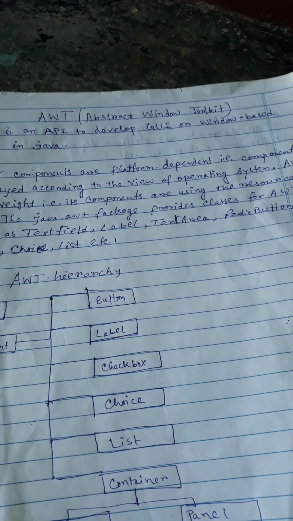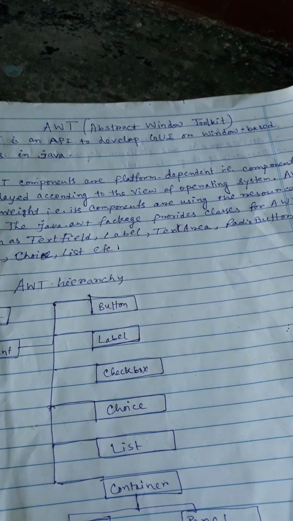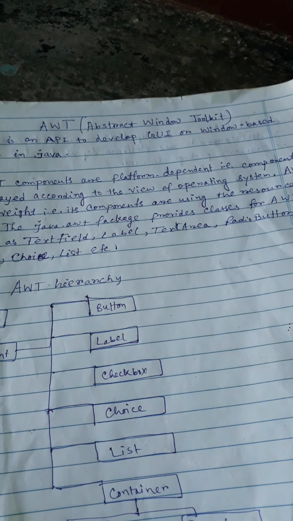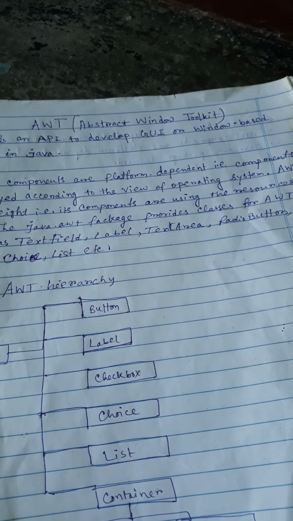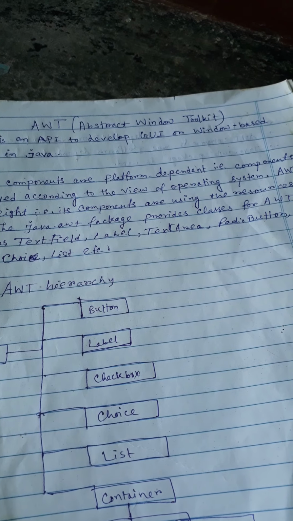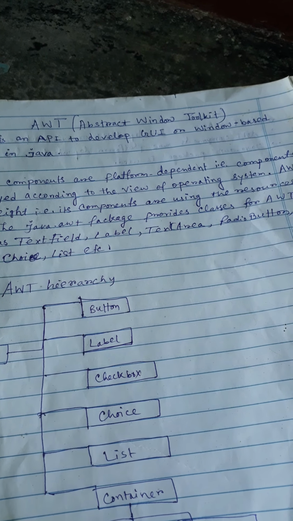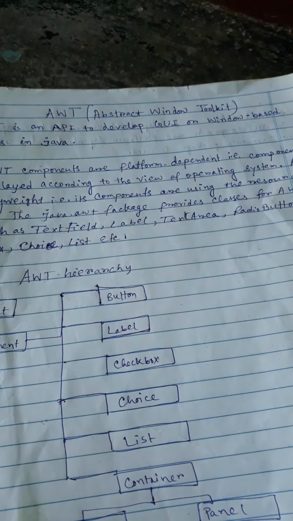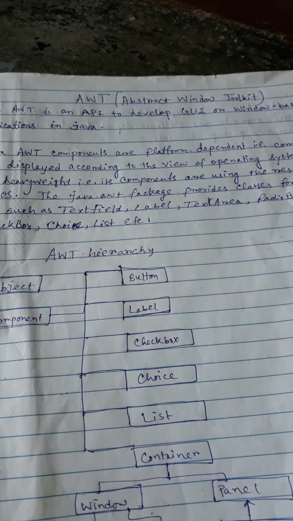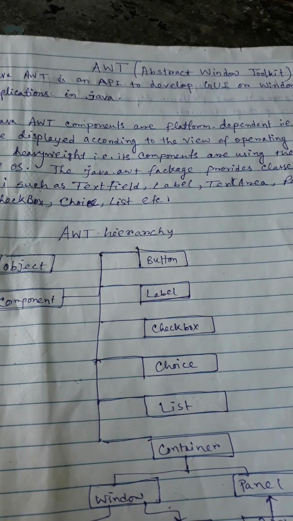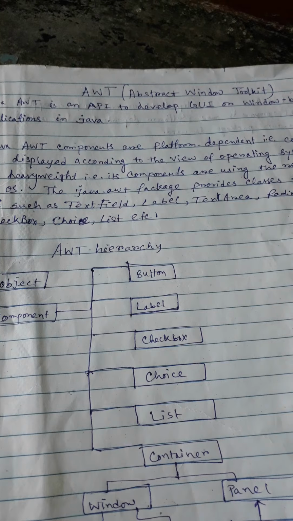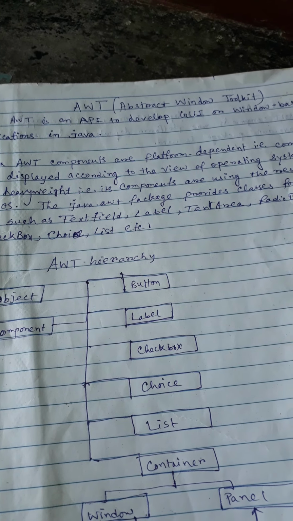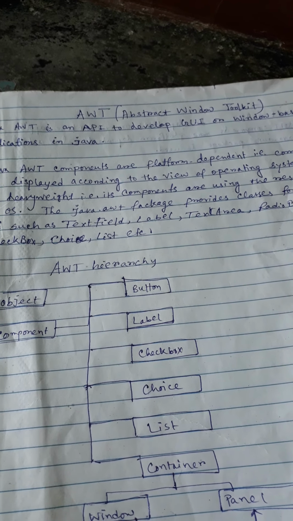Why? Because suppose you run this button in your code on your machine, then the button size may be small, and the same code run on another computer, the button size may be big. So it is dependent on the operating system. So let's start with the AWT components: label, button, checkbox, checkbox group, choice, list. AWT does not have any radio button, so instead of a radio button it has checkbox group.